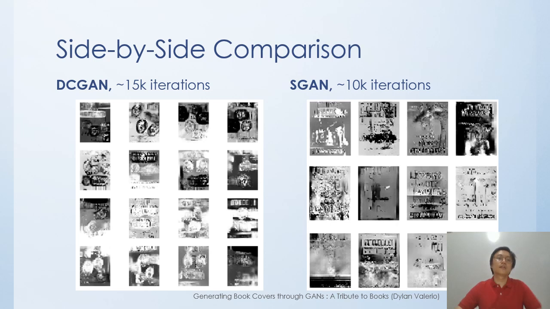So to end, this really is my money slide. This is how DCGANs and SGANs work. And as you can see here, these books don't really resemble real book covers, but it outputs the characteristics of these book covers.